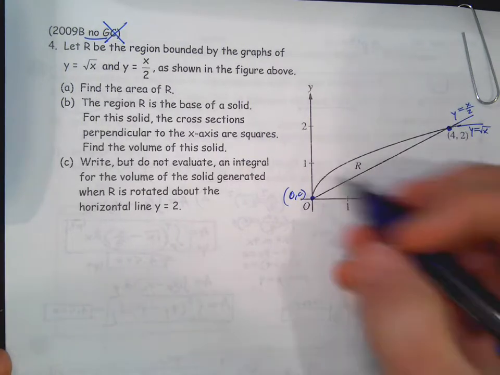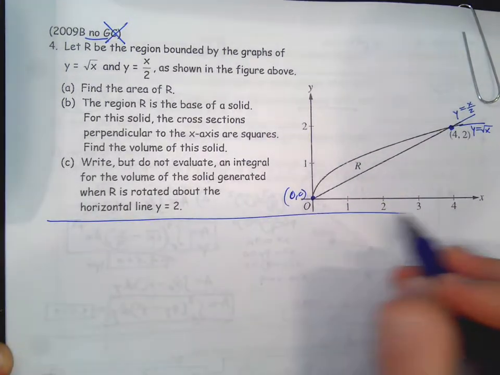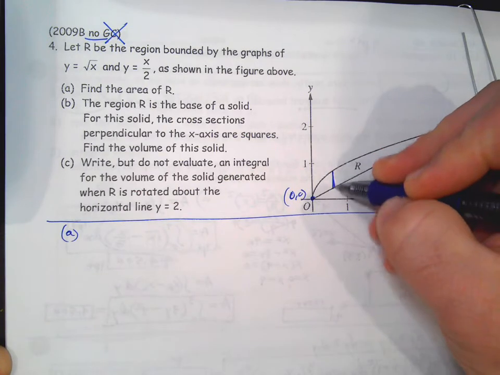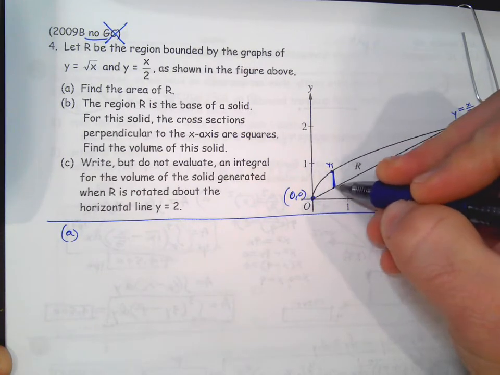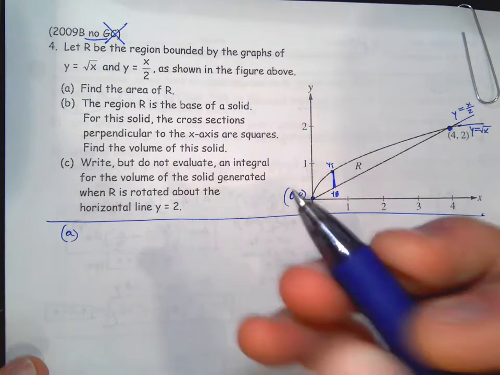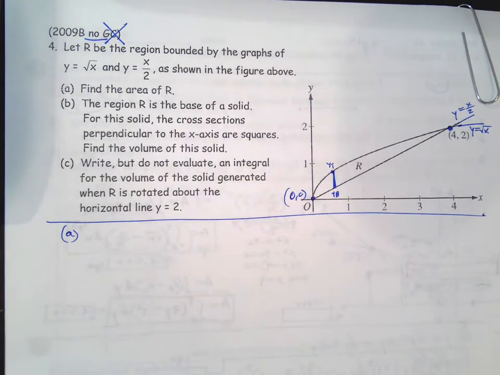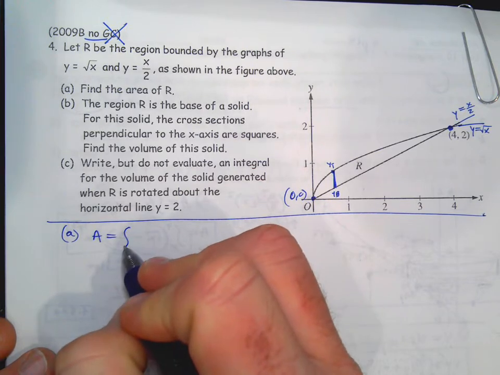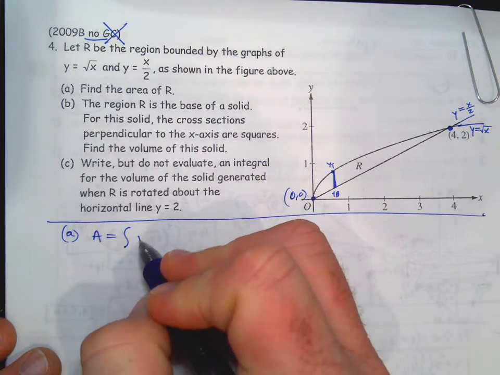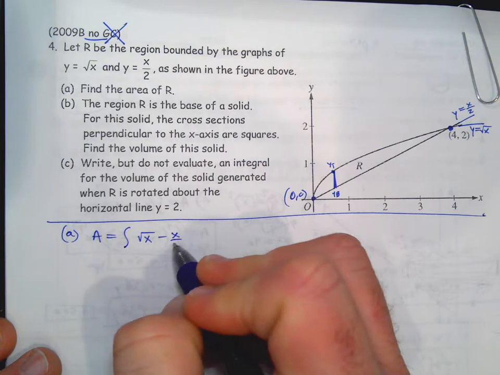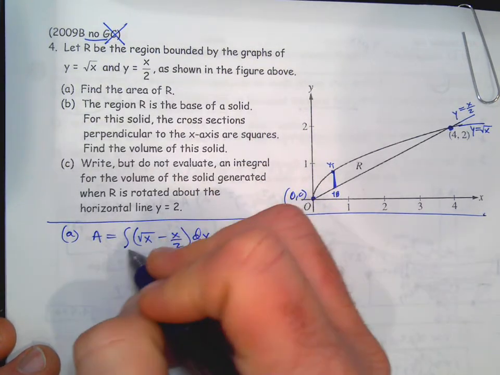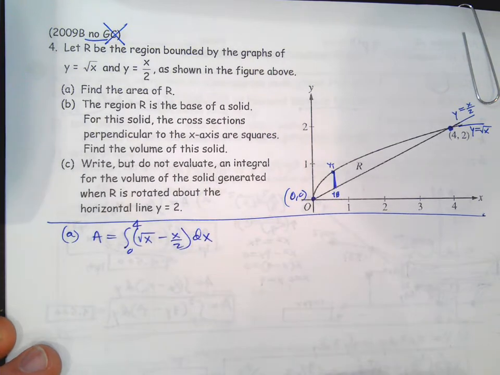So we just need to find the area first. We do vertical slices, y top minus y bottom, dx, which is probably what most people would want to do. So y top in terms of x is the square root of x, y bottom is x over 2, dx. We're integrating in the x direction, 0 to 4. So that's your setup.